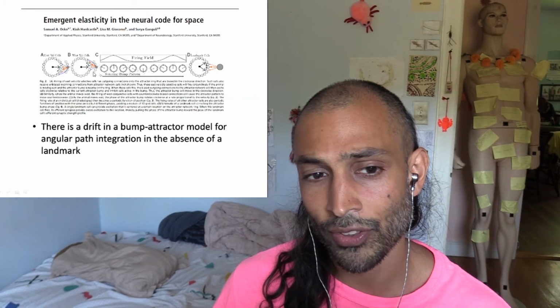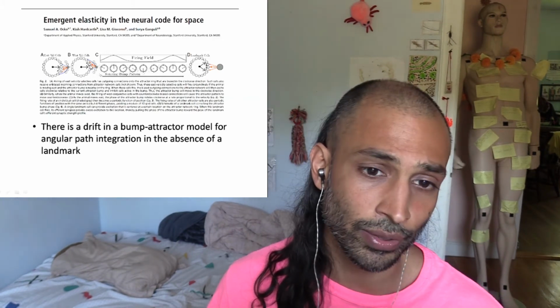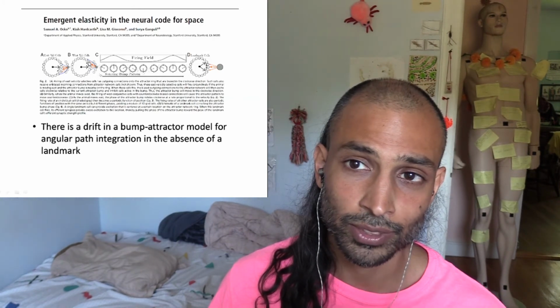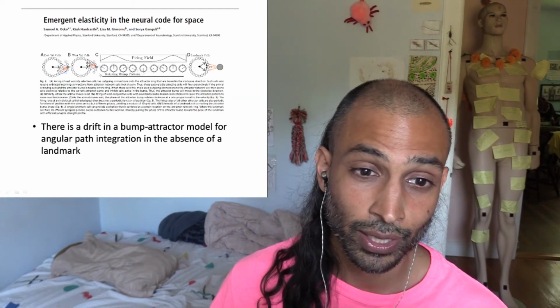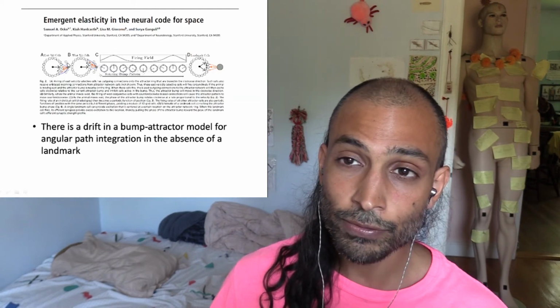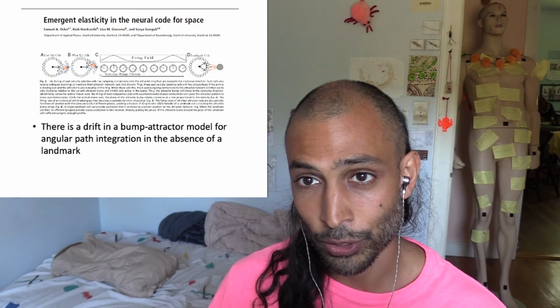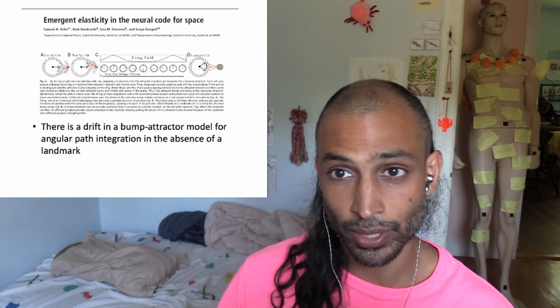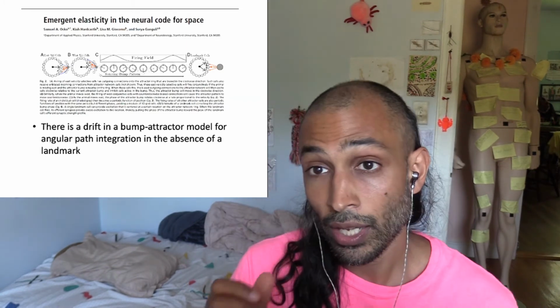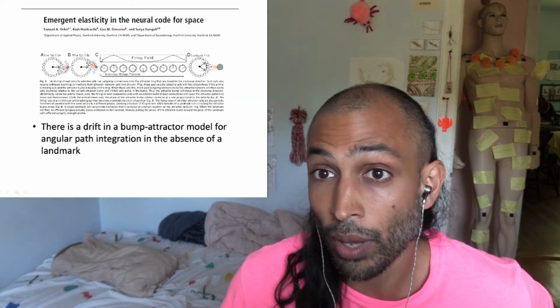And the idea for path integration is that, as you're integrating, you're moving from one cell or cluster of cells in this ring structure to the other. And if you take away landmarks and you put the animal in darkness or whatever, take away the otolith signal, you do see a drift in this model, which is interesting.